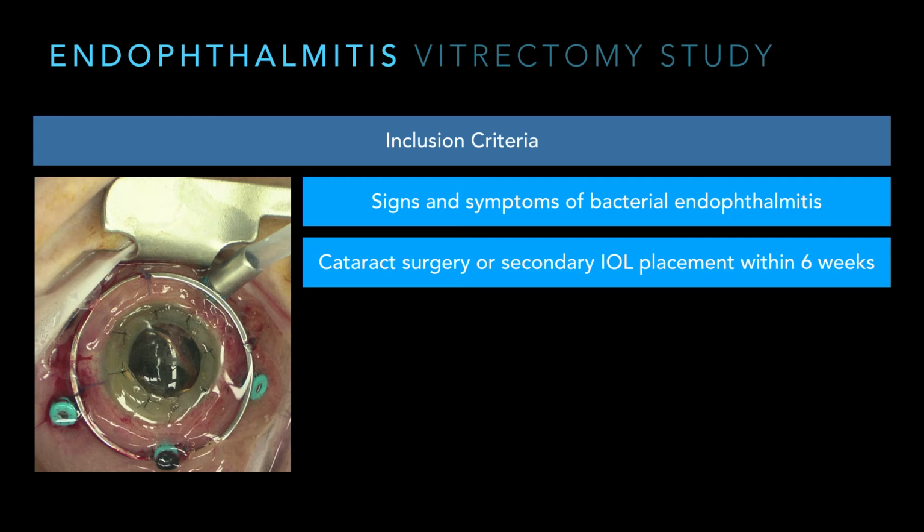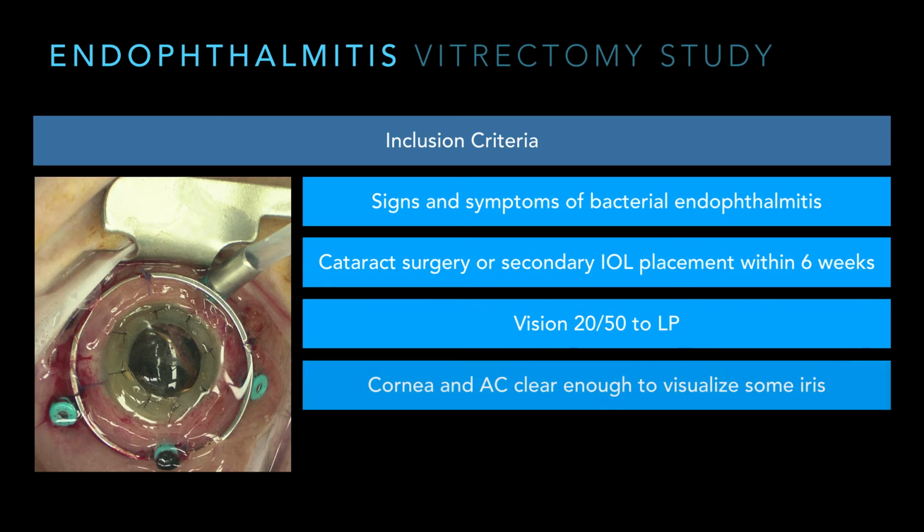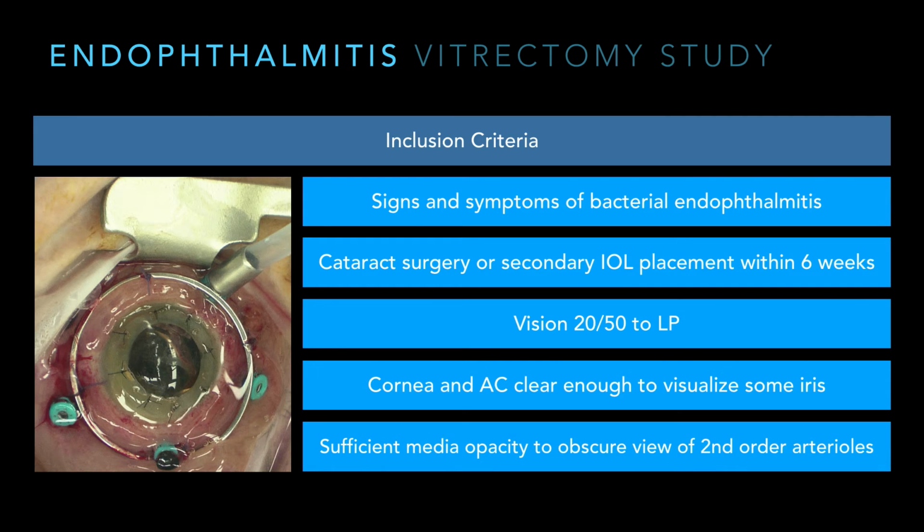It's important when you think about these studies and you want to apply them to your patients, you've got to figure out whether your patient would have been included in the study to begin with or not. And that's a critical one. And then these next two I think are actually pretty interesting too. Cornea and AC clear enough to visualize some iris, but enough media opacity to obscure the view of second-order arterioles. That's like the best test question right there. Not a fill in the blank, of course, where you list off all 5. But I mean, who would have thought second-order arterioles, not even venules, arterioles. Anyway, they got to be obscure.